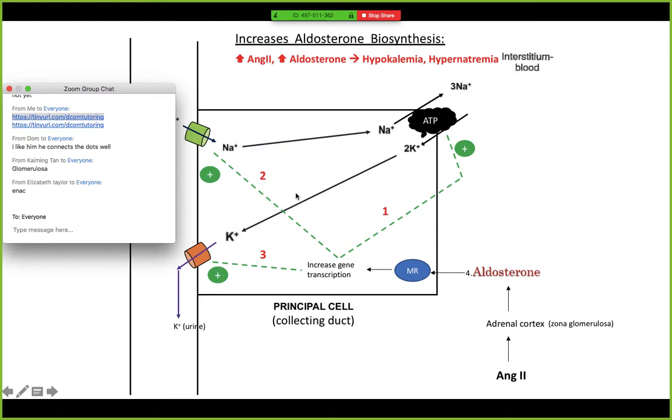And the reason that all of this happens, it starts back here with aldosterone. So when you have an increase in angiotensin II, you're going to increase aldosterone release from the adrenal cortex, specifically the zona glomerulosa. And aldosterone is going to bind to this mineralocorticoid receptor right here. And it's going to act in 3 places. So first of all, it's going to increase gene transcription. And so gene 1 is going to turn on or increase the activity of the sodium-potassium ATPase pump.